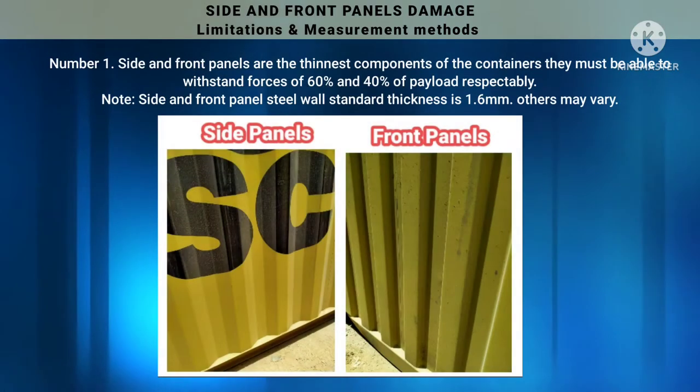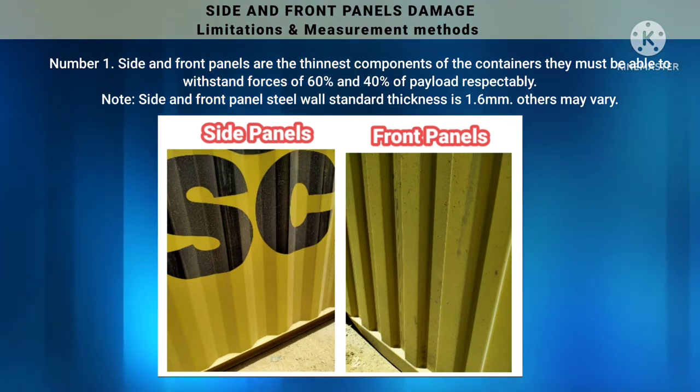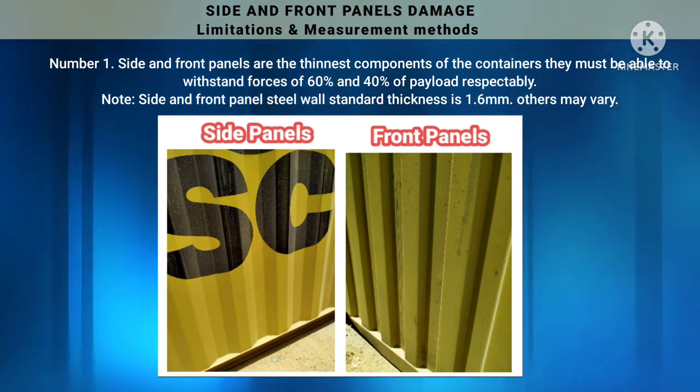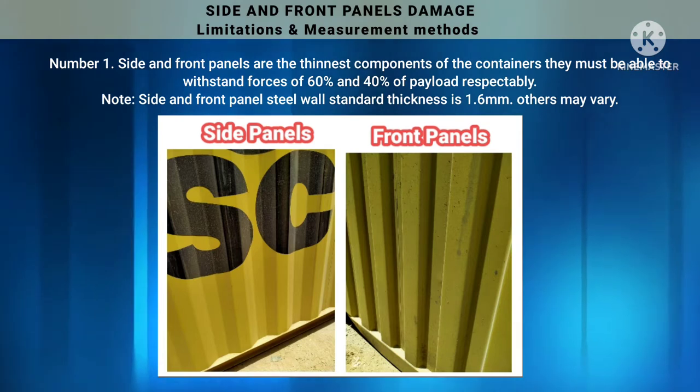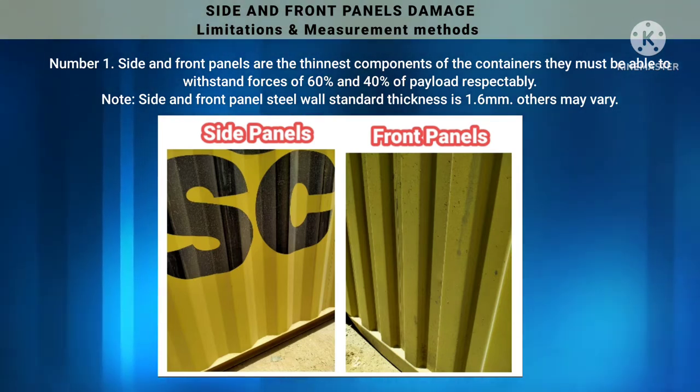In this video we are going to learn about the damage limitations of side and front panels. Things to remember. Number 1. Side and front panels are the thinnest components of the containers. They must be able to withstand forces of 60% and 40% of payload respectively.